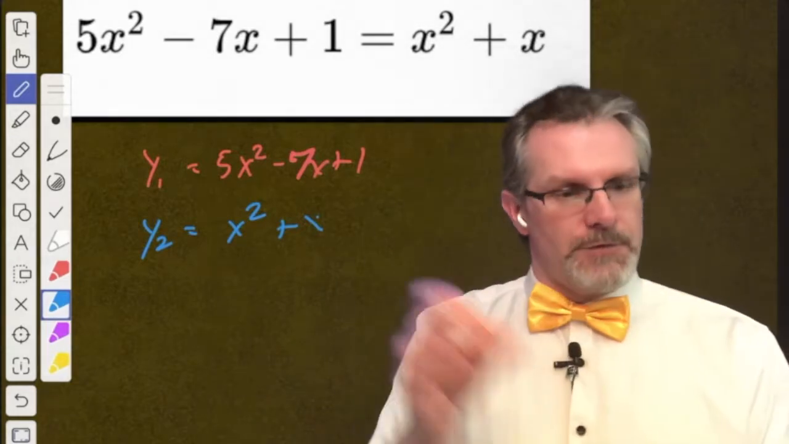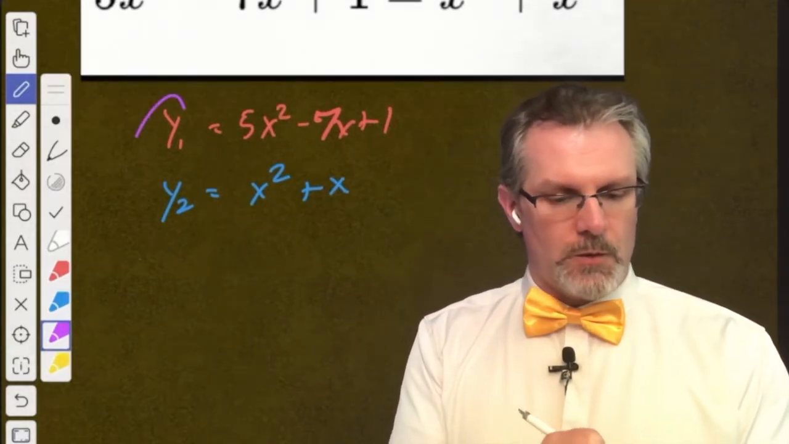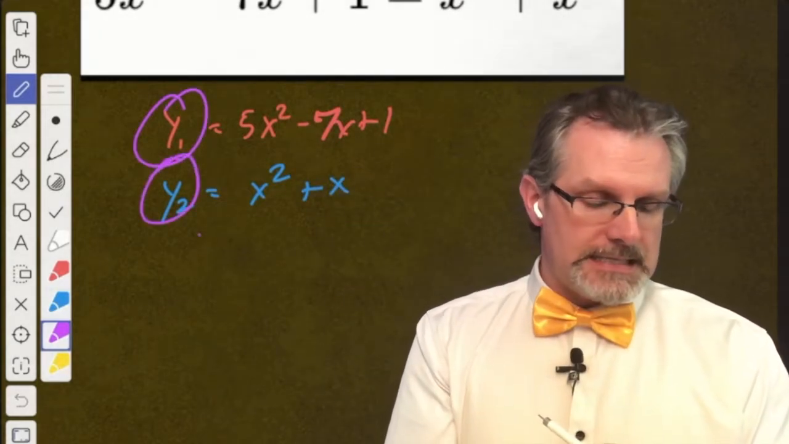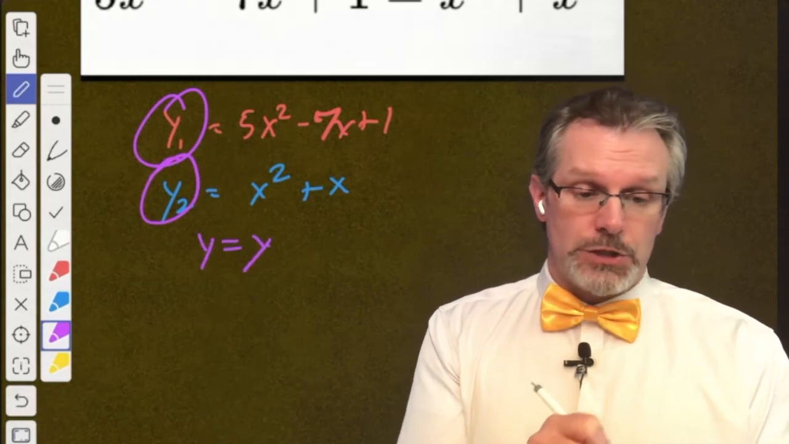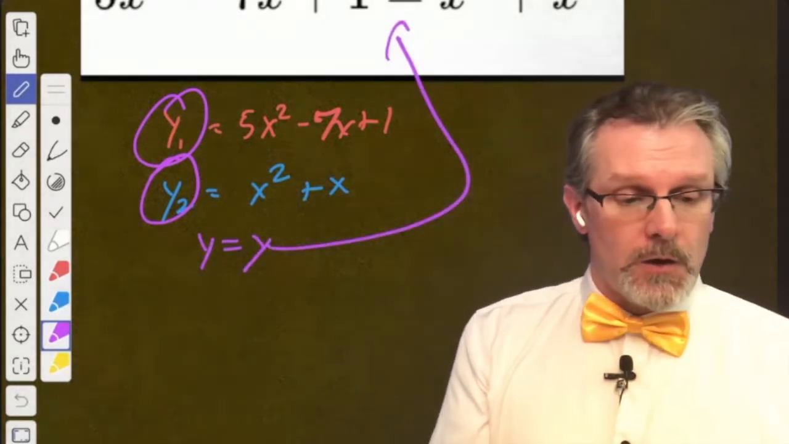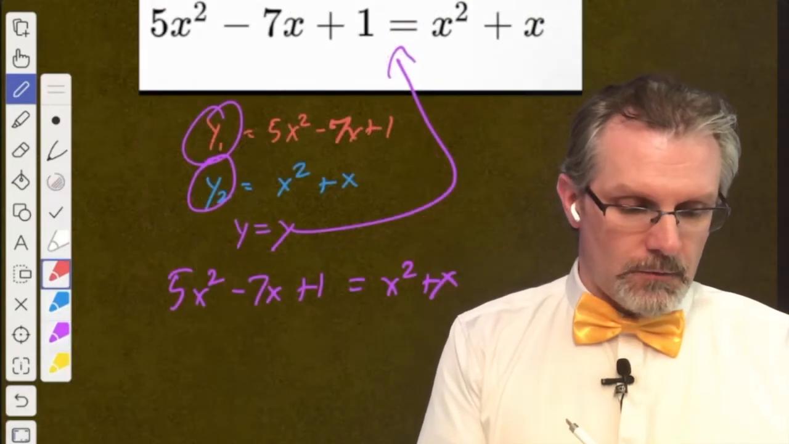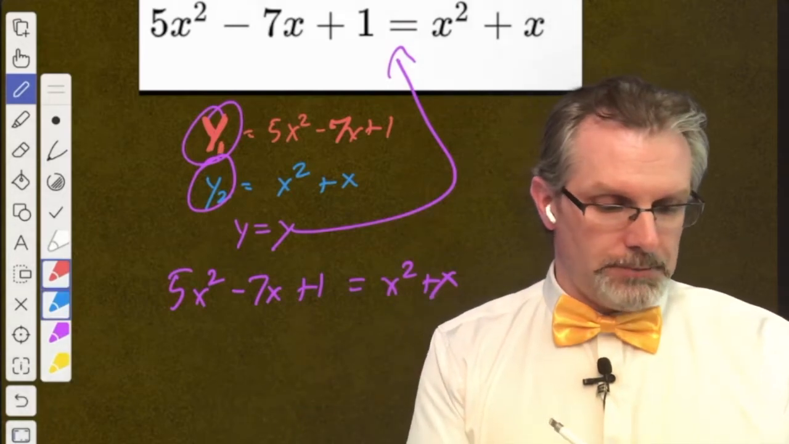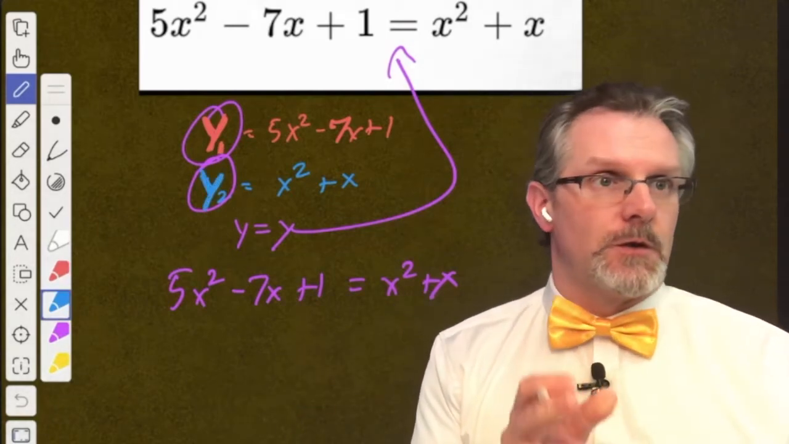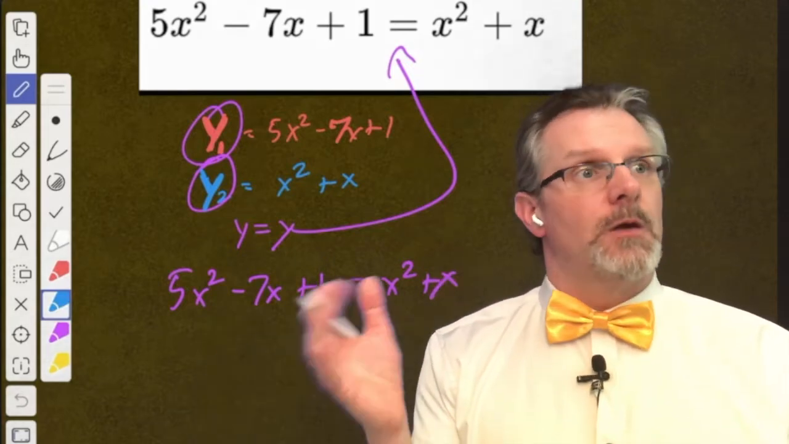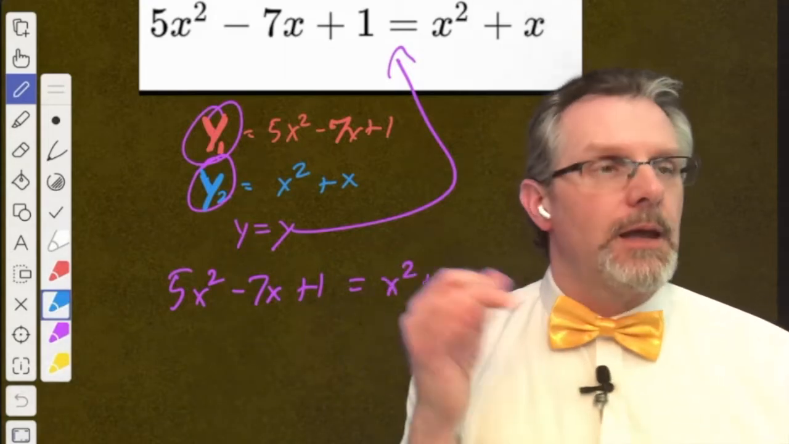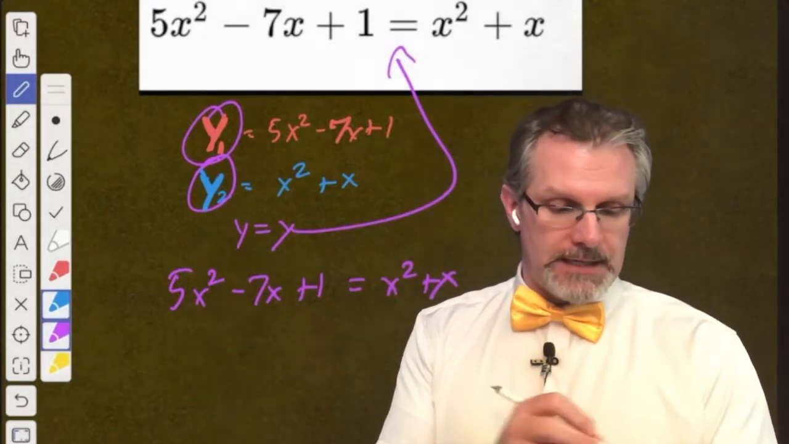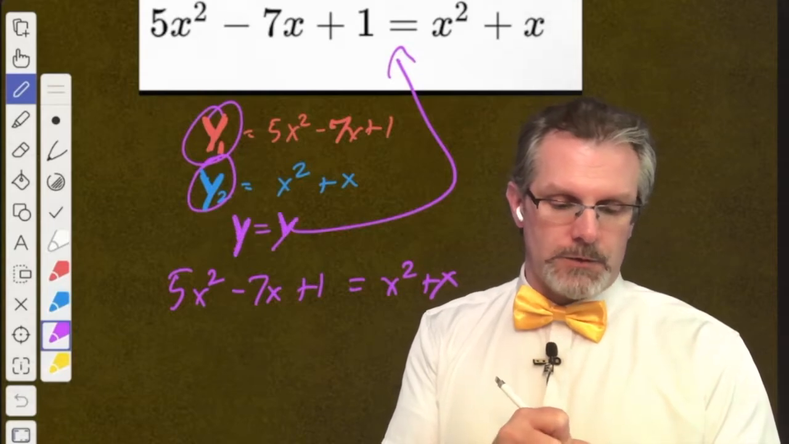So when we have two different expressions, both set equal to y, we can say y equals y, which gets us right back to where we are here. This is, in red, y1, y equals. In blue, this is y2. This is also a y equals problem. They're both set equal to y as if we were ready to graph them. Okay? So what I've said is y equals y.